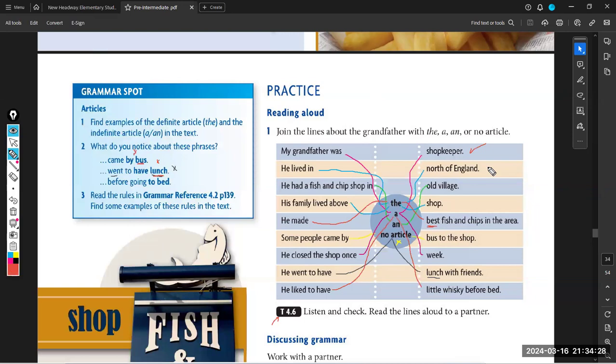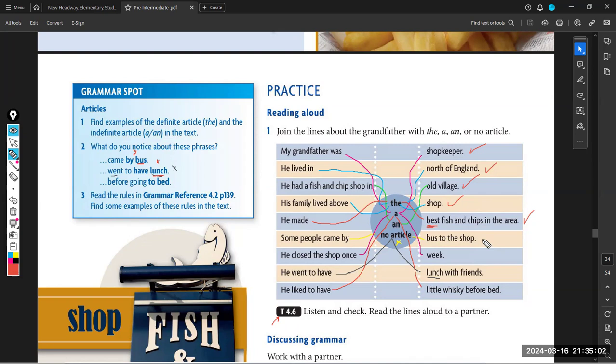He lived in the north of England. In the north of England. Three. He had a fish and chip shop in an old village. So, in an old village, correct. Okay. His family lived above the shop. Above the shop. This is it. It's correct. Next. He made the best fish and chips in the area. Absolutely superlative. I have to say the best. Okay.